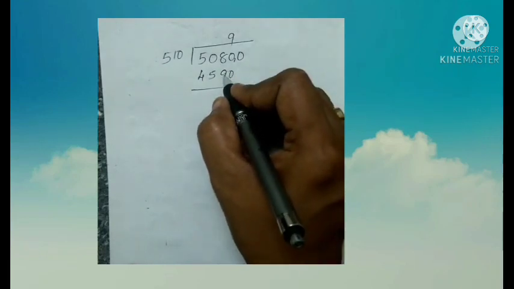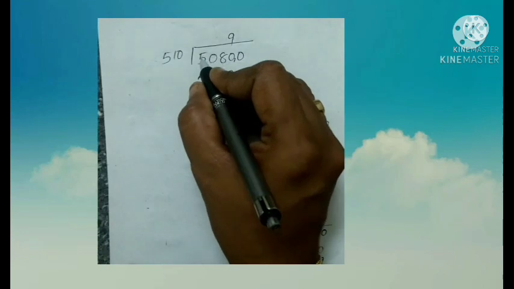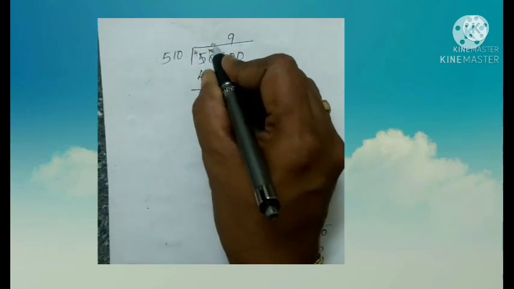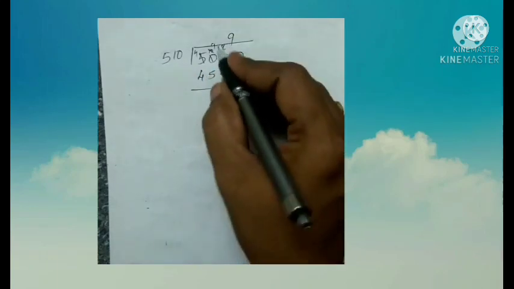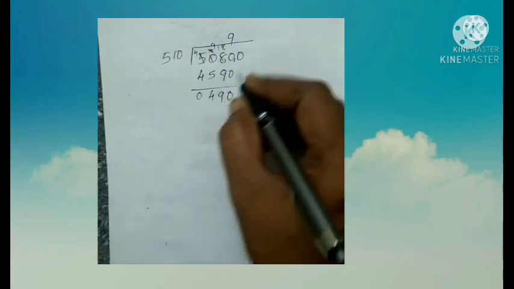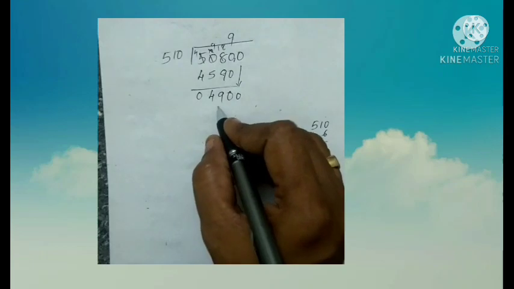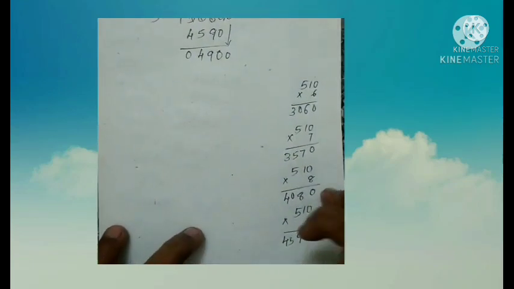8 minus 9 is not possible, so borrowing. So 5 becomes 4, and this 0 becomes 10, and 10 becomes 9, and 8 becomes 18. 18 minus 9, 9. 9 minus 5, 4. 4 minus 4, 0. Then move to the last place. So 4,900.